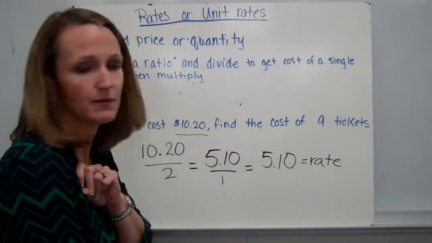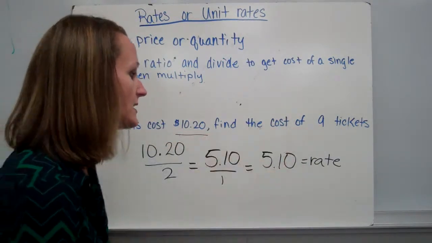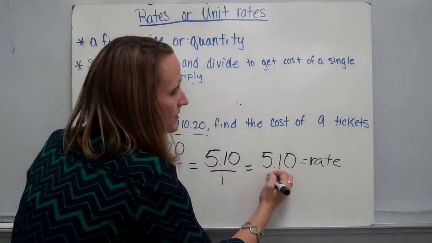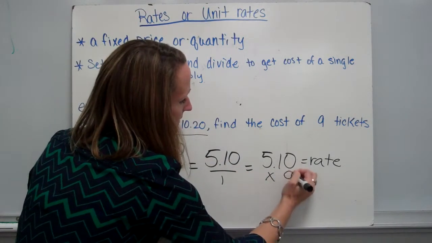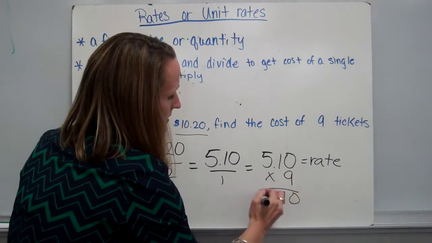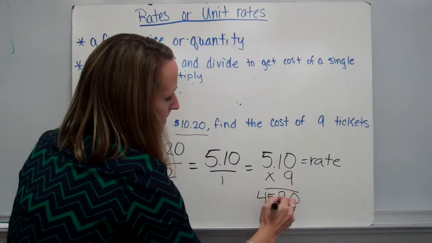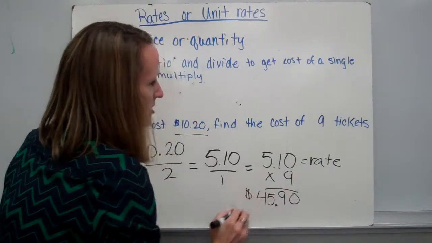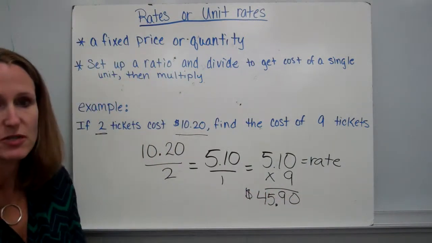Now, the second part of this is to find the cost of 9 tickets. To find the cost of 9 tickets, I'm going to multiply 5.10 by 9. So 9 times 0 is 0. Okay. So 9 tickets would cost $45.90.